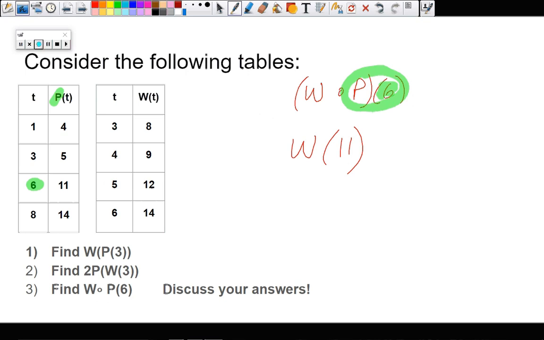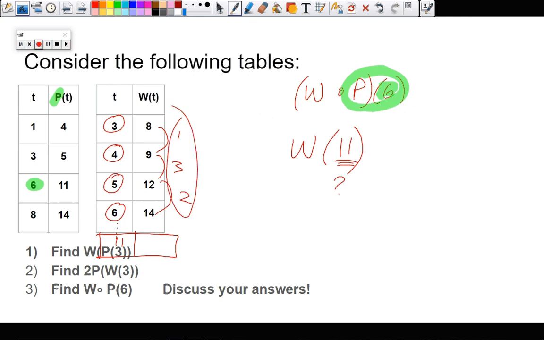So if I plug it into w, what do I get? I only have 3, 4, 5, 6. I don't have an 11. I'd have to go all the way here and have 11. You see what I'm doing? What's this jump? 3, right? What's this jump? 2. There's no pattern there. So you can't show it, right? So if it doesn't show it or you can't find it, I want you to write undefined.